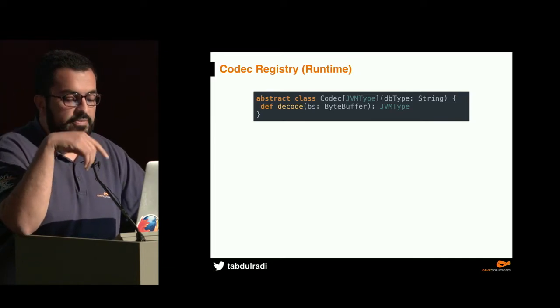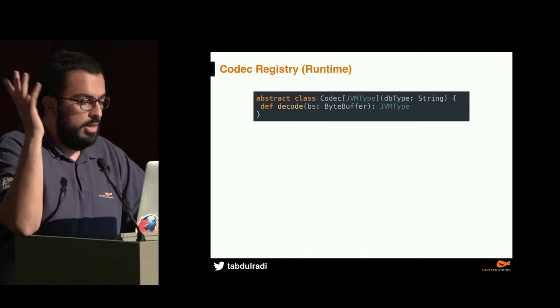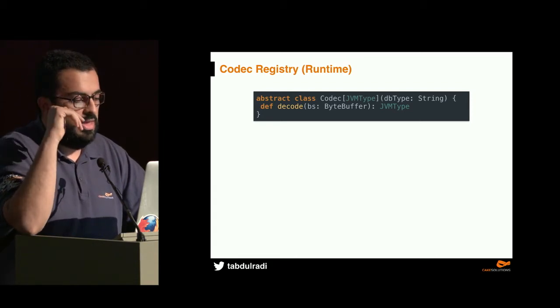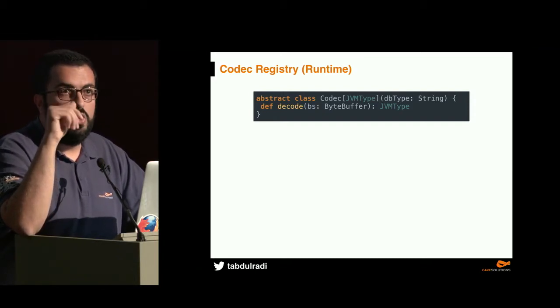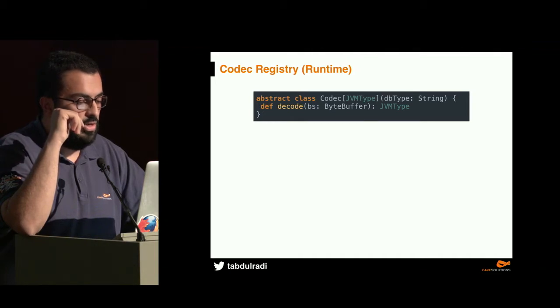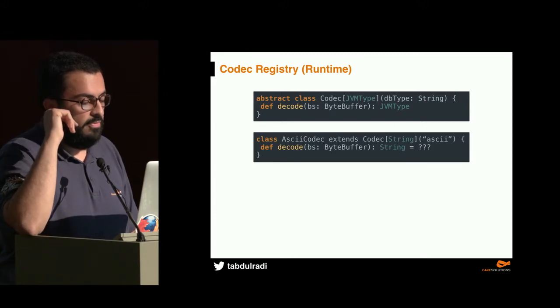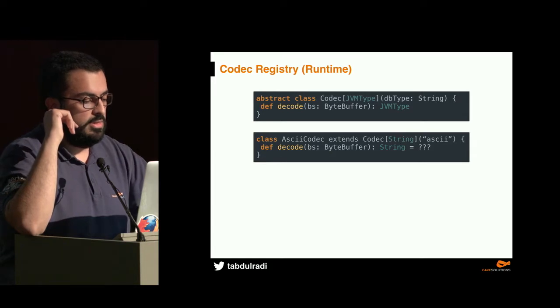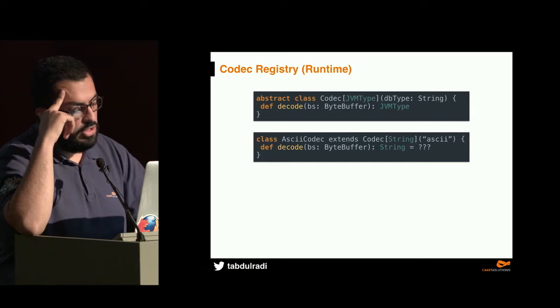Let's start with a very naive example, probably inspired by the Cassandra Java driver. We have a codec class. It has type parameter, the JVM type. This should be like string, int, whatever. And the database type, this can be ASCII, varchar, or whatever types that Cassandra knows. Then the implementation is abstract. Then we'll have multiple classes that extend this abstract class for ASCII, and we're going to provide the implementation.